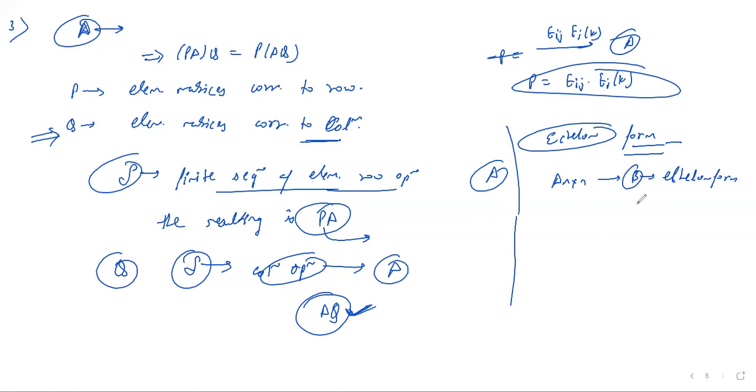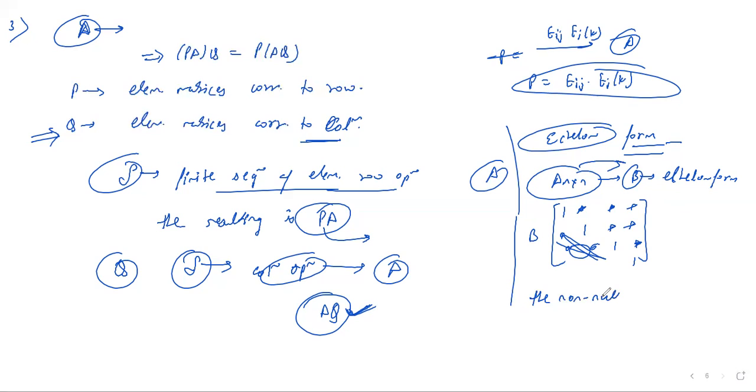Now the echelon form will look like this: 1, and there are some elements here, but I'm just taking this as an example, and these are all zero. So here the non-null rows of the matrix B form a basis of the row space of A. That is, if I reduce a matrix A into its echelon form, then the non-null rows of B form a basis of the row space of A.